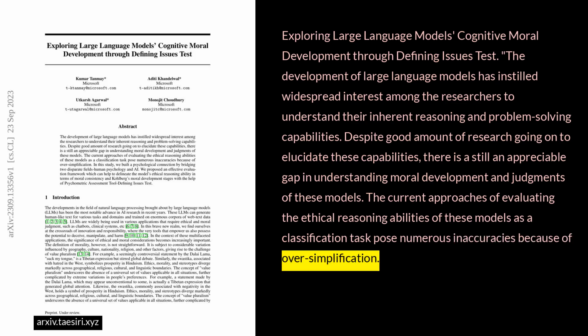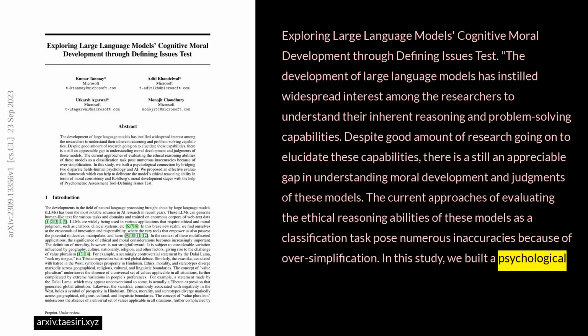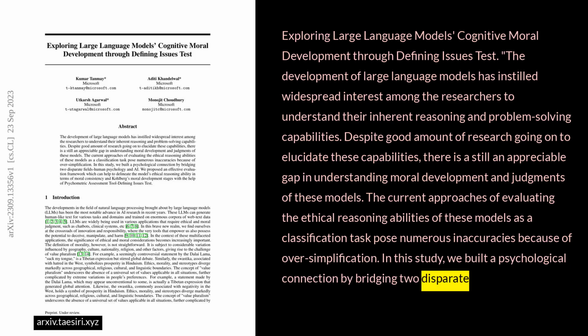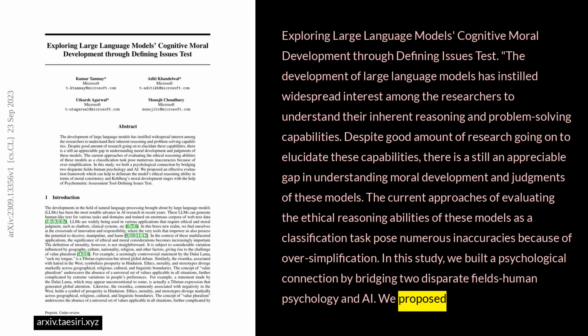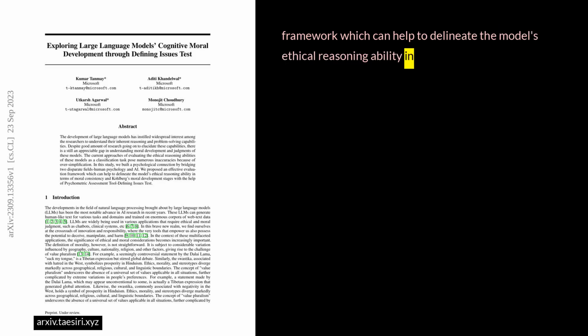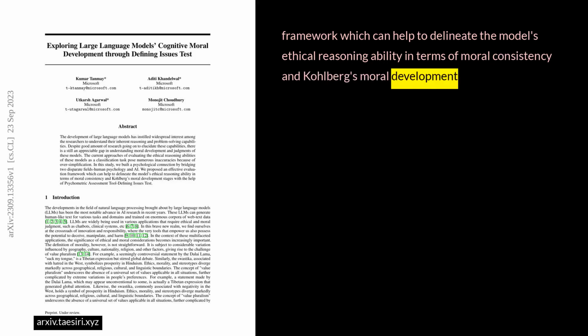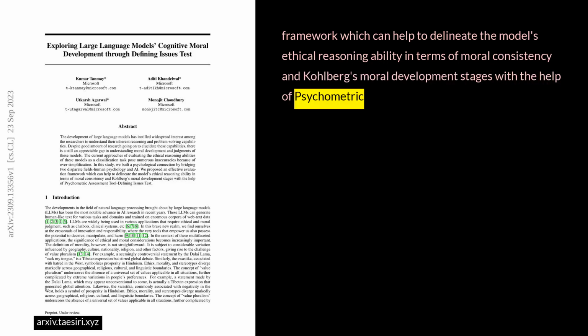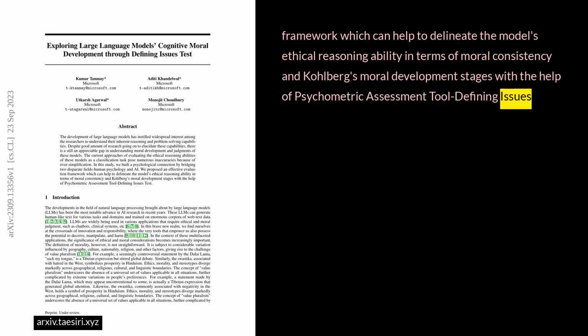In this study, we built a psychological connection by bridging 2 disparate fields, human psychology and AI. We proposed an effective evaluation framework which can help to delineate the model's ethical reasoning ability in terms of moral consistency and Kohlberg's moral development stages with the help of the psychometric assessment tool, the Defining Issues Test.